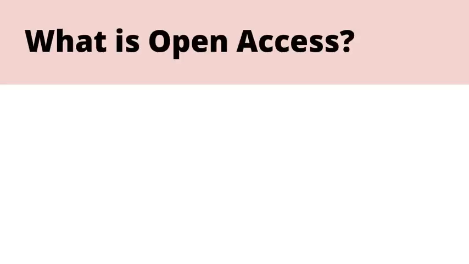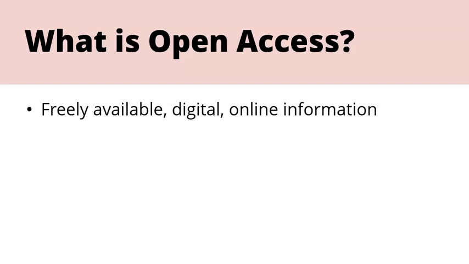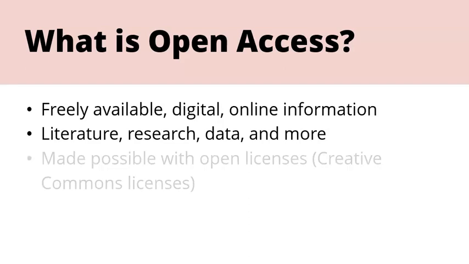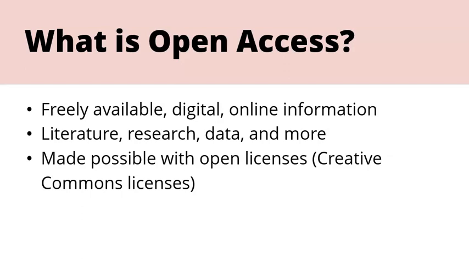What is open access? Open access refers to freely available, digital, online information and can describe literature, research, data, and more. Authors who make their works openly available online seek to break down barriers to information and education by applying open licenses to their work, allowing users to at least share the work and maybe even remix it with open licenses. Open access is often used to describe a publishing model for scholarly communication that makes research available to readers at no cost.